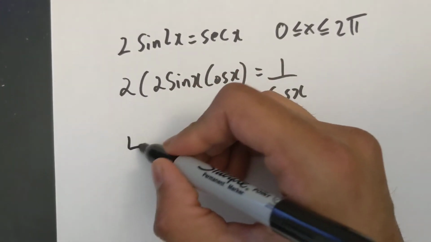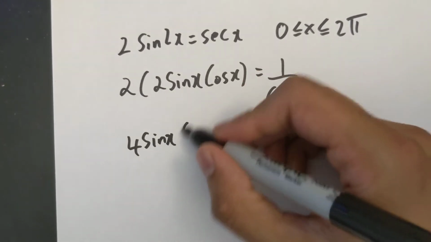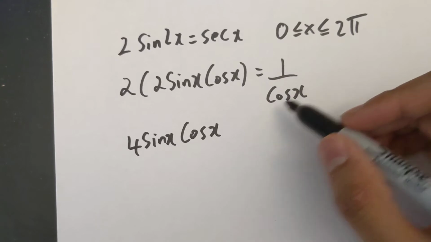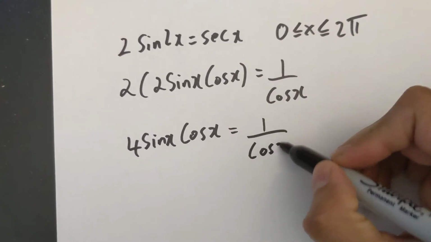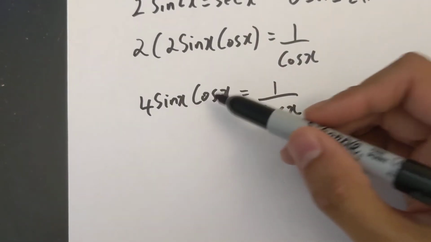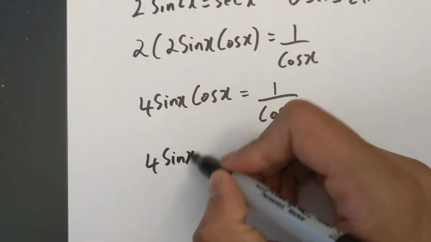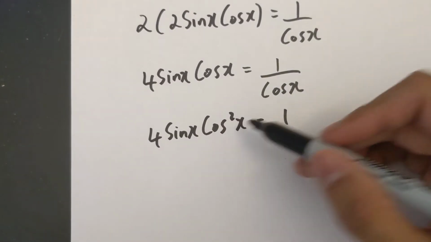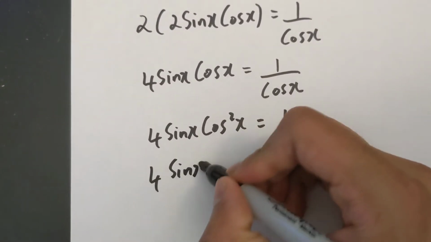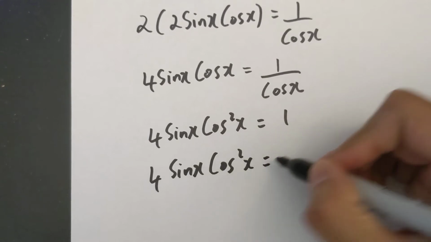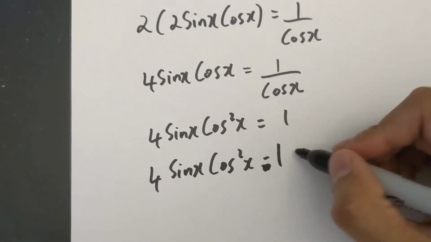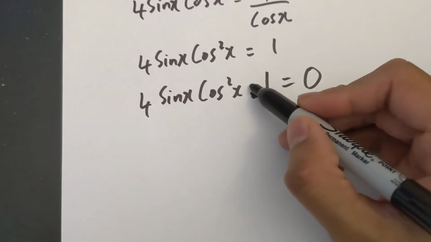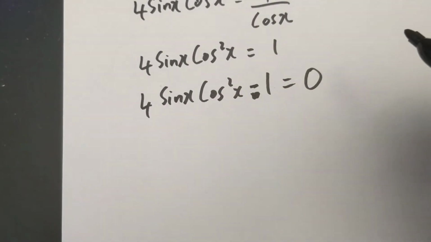I'm going to multiply the 2's. And on this side I'm going to multiply, well, I'll do that in the next step. I'm going to multiply this cos x on the top there, so this becomes 4 sine x cos square x equals 1. Then I'm going to subtract the 1 on this side, so 4 sine x cos square x minus 1 equals 0.